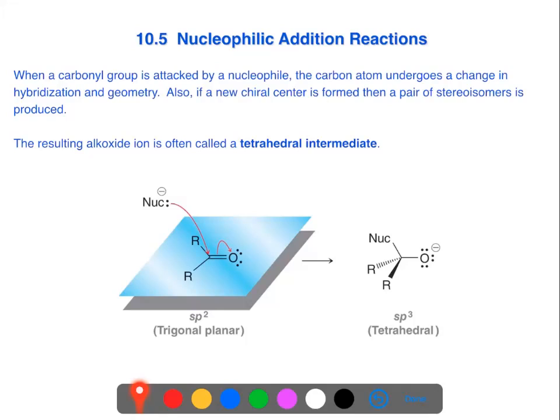Now, if a new chiral center is formed in our new tetrahedral intermediate, then a pair of stereoisomers will also be produced. And that's because nucleophilic attack could occur from either side of this plane. As shown, it's from the top side, but we could equally have the probability of the nucleophile attacking from the underside as well.